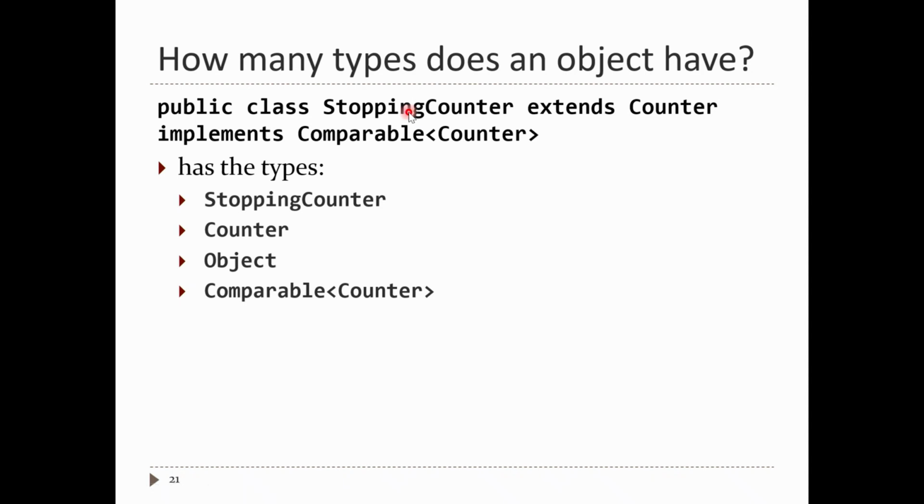Our StoppingCounter class extends Counter. Remember, Counter extends Object, so don't forget Object when you count its types. And it implements Comparable<Counter>. So the types of StoppingCounter are the class itself, its immediate superclass, which is Counter, any superclass that Counter has, which is Object, and any interface types, so it also has the type Comparable<Counter>. So every StoppingCounter object has 4 types.